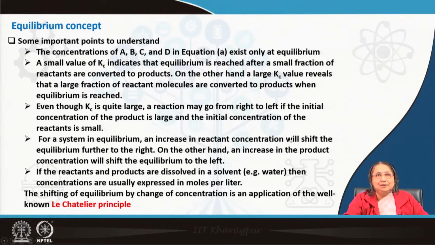It will go towards the right, the forward reaction will go on. On the other hand, if you increase the product concentration, then it will go in the reverse direction. This is explained by the Le Chatelier principle. I will come to this later, but for the time being please remember that the K value is constant, but how much it is towards the right-hand side or the left-hand side will be decided by the concentration of the reactants and the products.